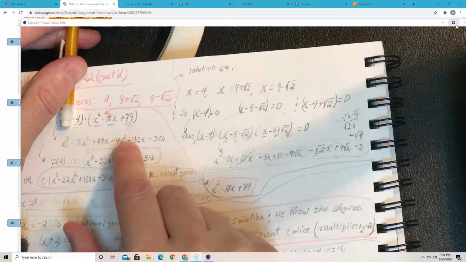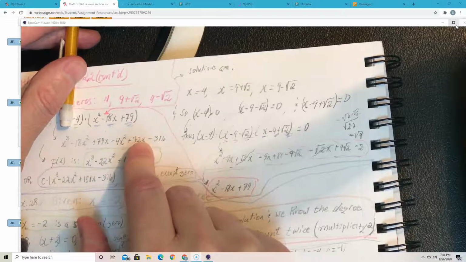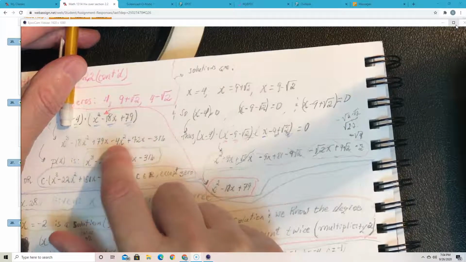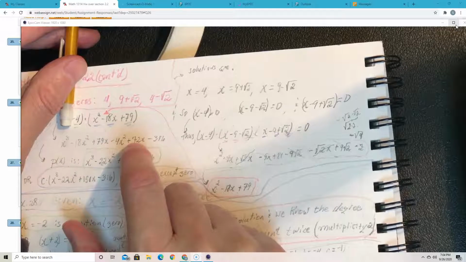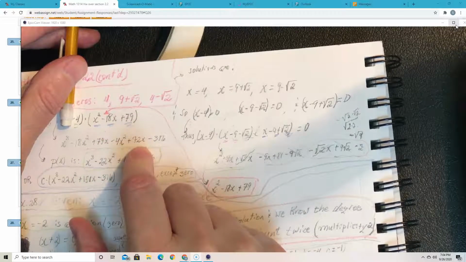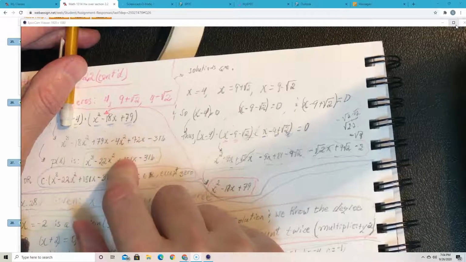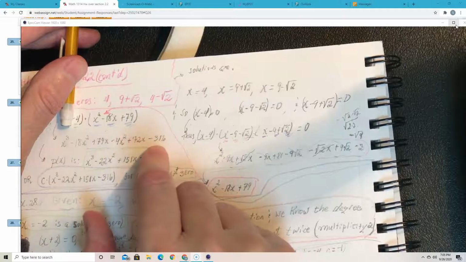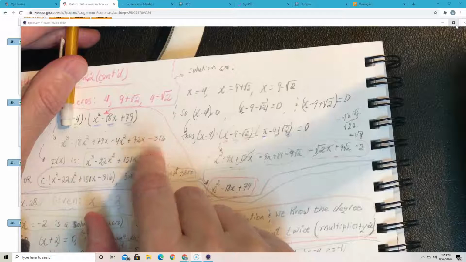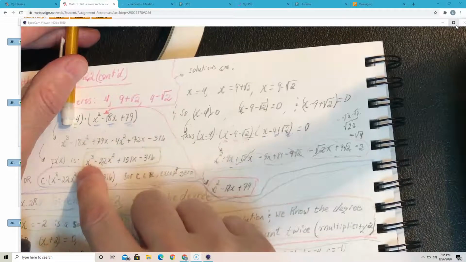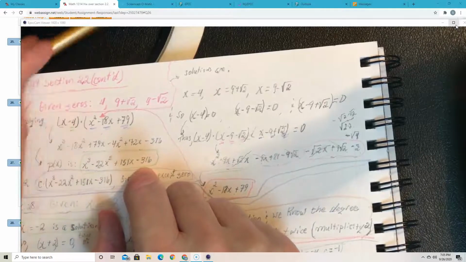79x plus 72x, those are like terms, x to the first, so you can add them together. 72 of those x's plus 79 of those x's add up to 151x. And the only thing left now is the negative 316, so we just write it down again. And so these 6 terms cleaned up to these 4 terms.